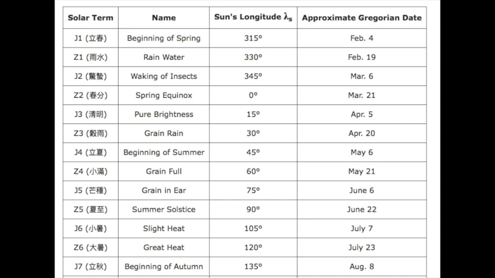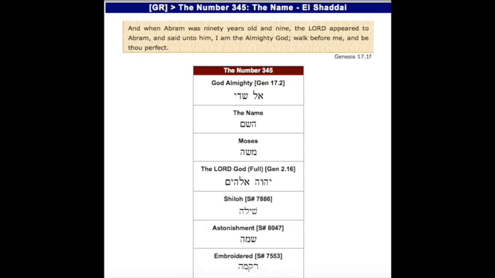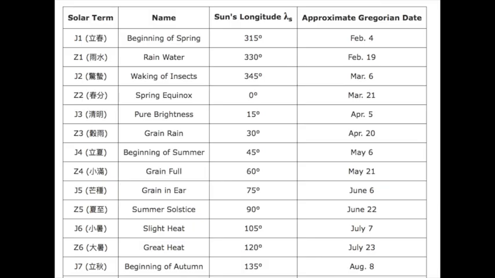Waking of insects, we just passed that day, March 6th. Sun's longitude is 345 degrees. 345 means God Almighty. Moses, the Lord God. And then spring equinox, which is Sun's longitude 0 degree.